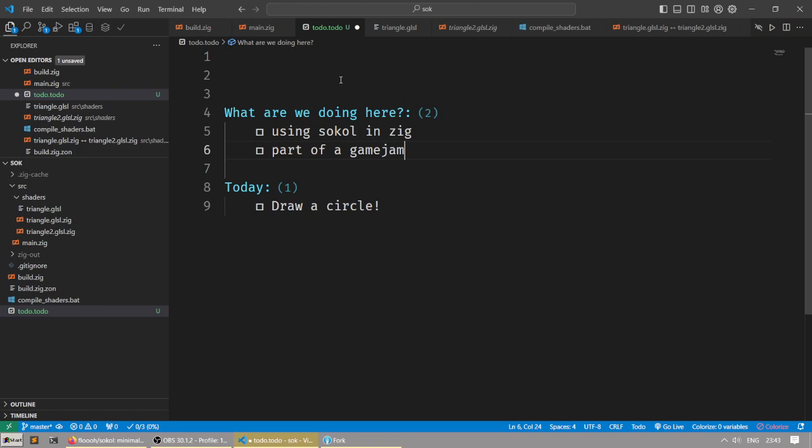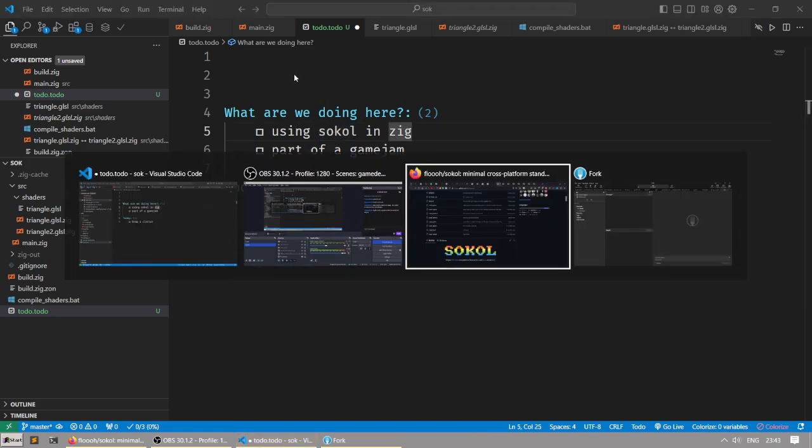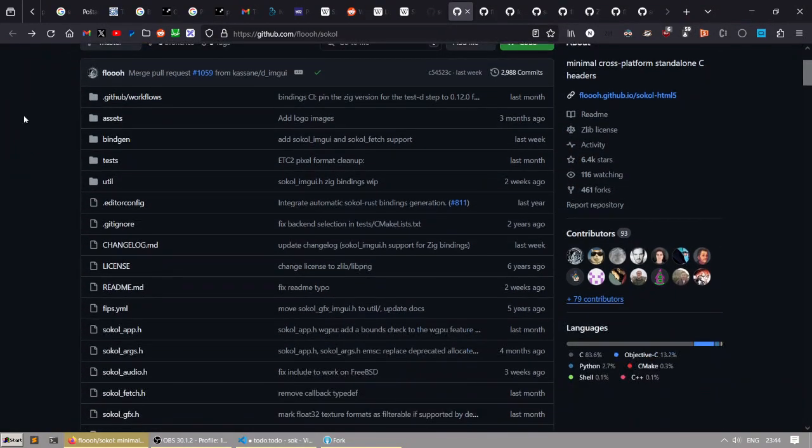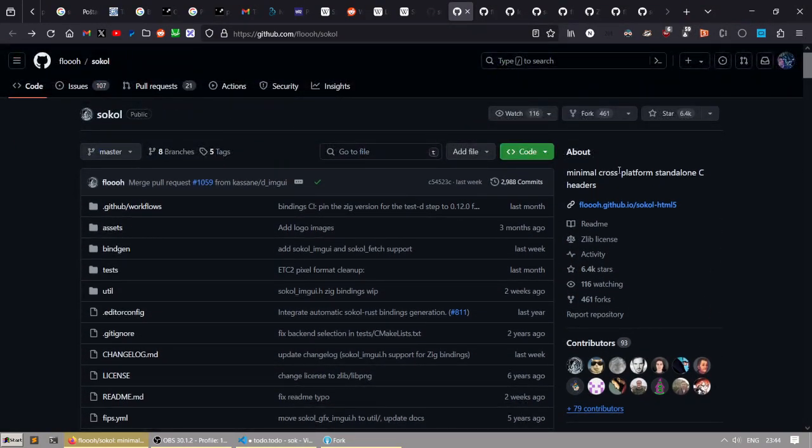And for a long time, I've heard good things about Sokol. So, what is Sokol? Well, Sokol is this. It is a minimalistic cross-platform standalone C headers for, well, it doesn't really explain what it is, which is weird. Minimal cross-platform standalone C headers, but it doesn't say what it does. It's a renderer. It's basically a renderer.